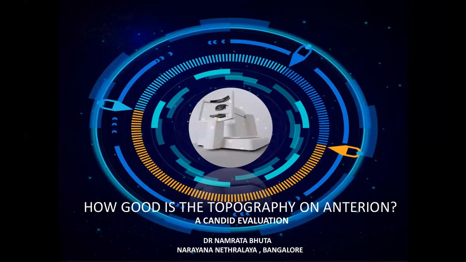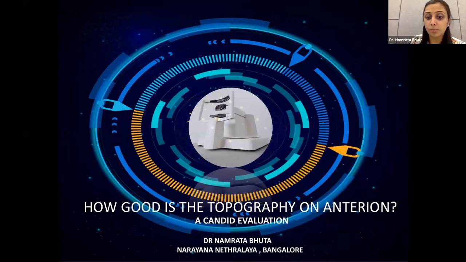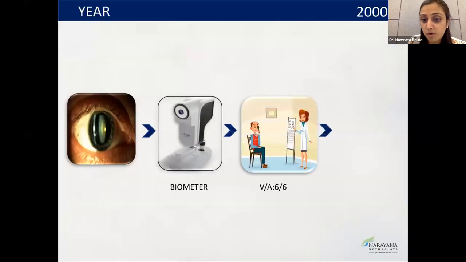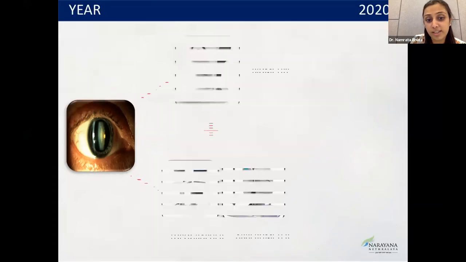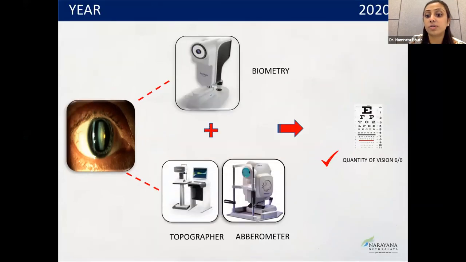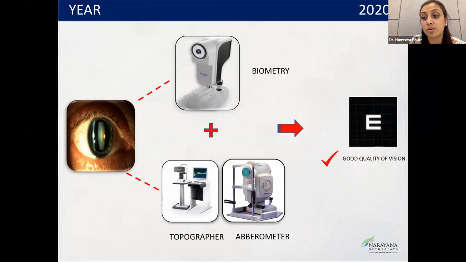Okay. So I'm going to be talking about how good is the topography on Anterion today. So up until a few years ago, when a cataract patient came to us, just doing the biometry was enough to achieve the target vision of 6-6. But this is no longer the case now. The patient not only demands a good quantity of vision, but he also wants a good quality of vision. So just doing the biometry won't be enough. So we have to include the topographer and the aberrometer in our routine cataract workup.